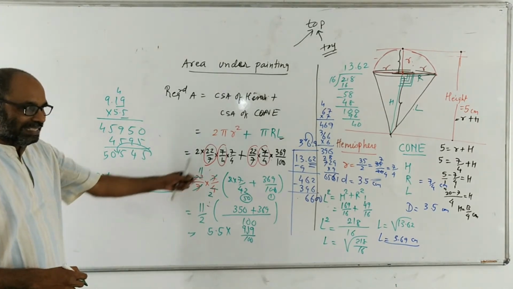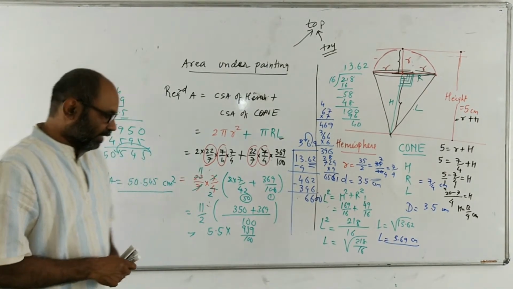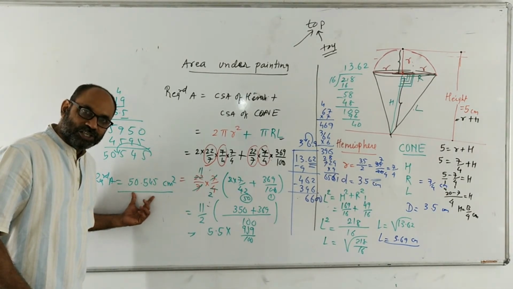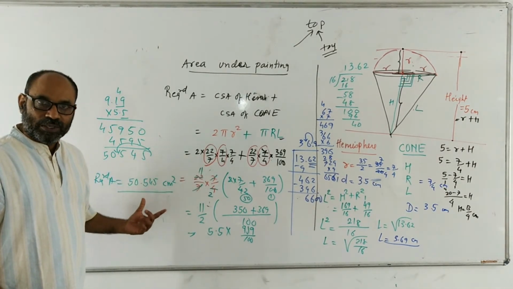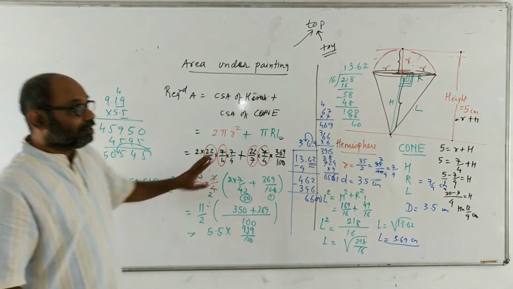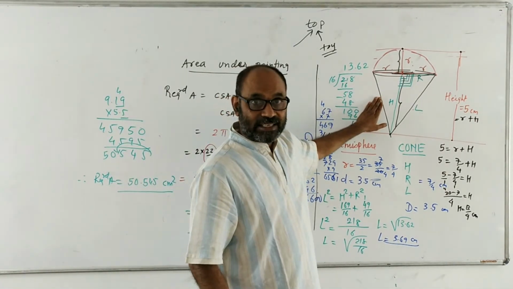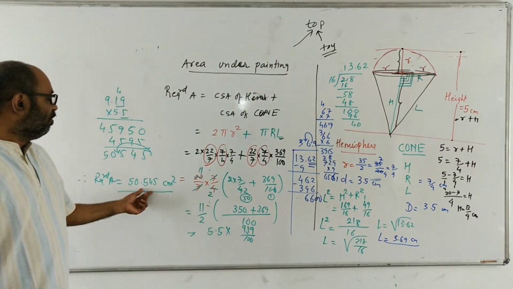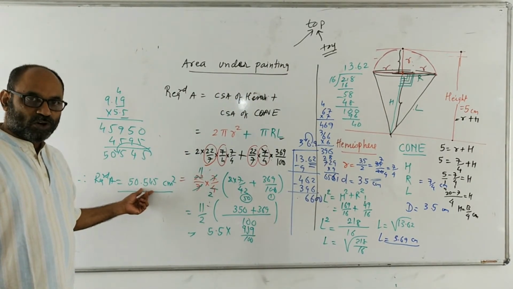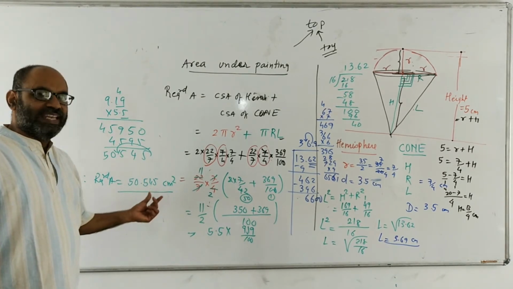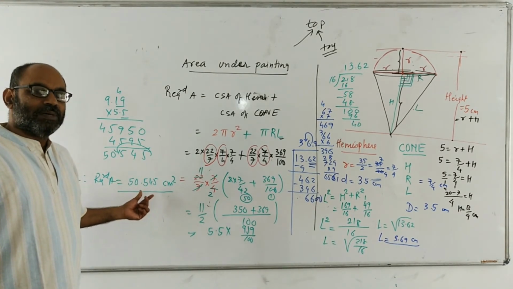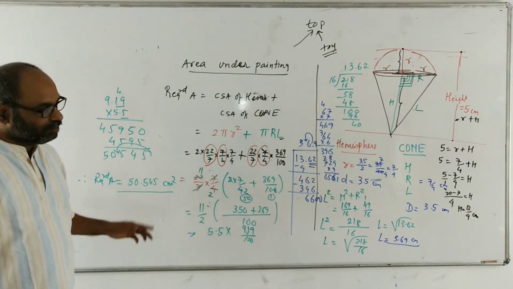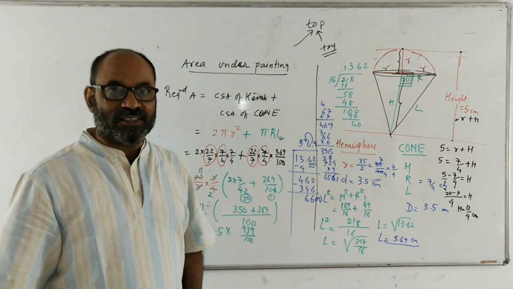Hope I have not made mistake in any calculations. Okay, but you can do your calculation yourself and check out. Right now the area that he has to color of the top is 50.545 approximately. There may be bit variation in the answer, but that is okay if it is negligible. Alright? So that was the first sum.